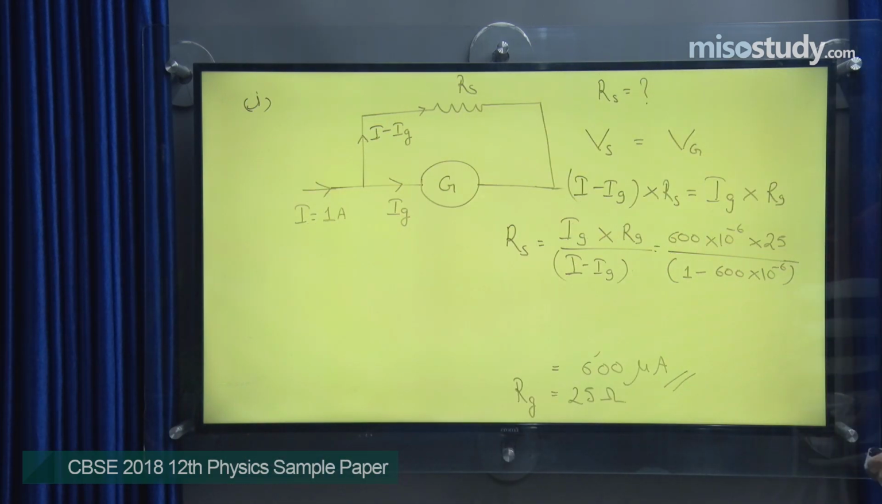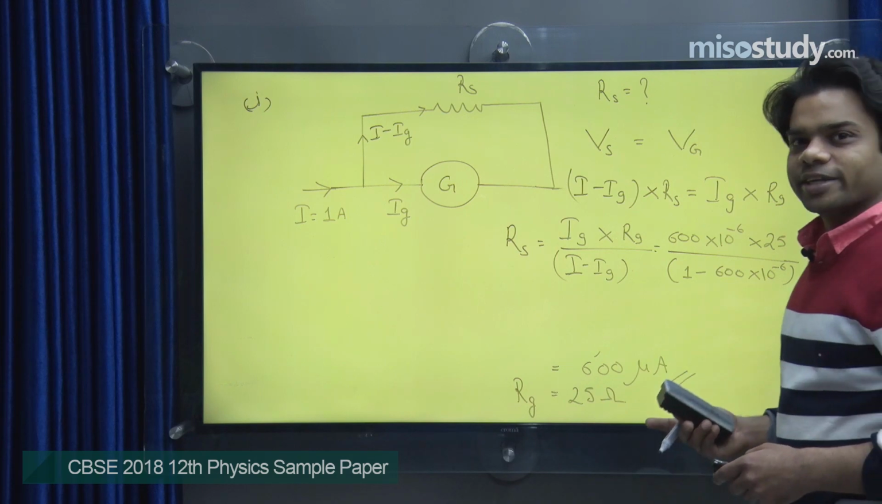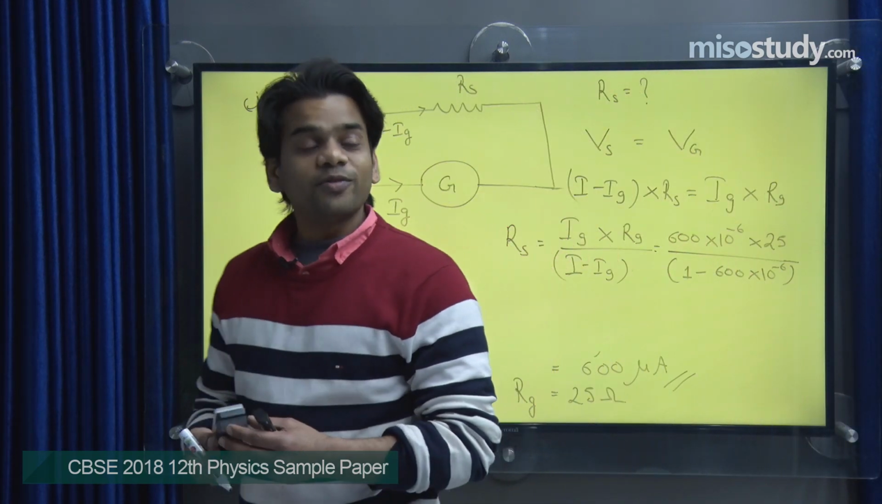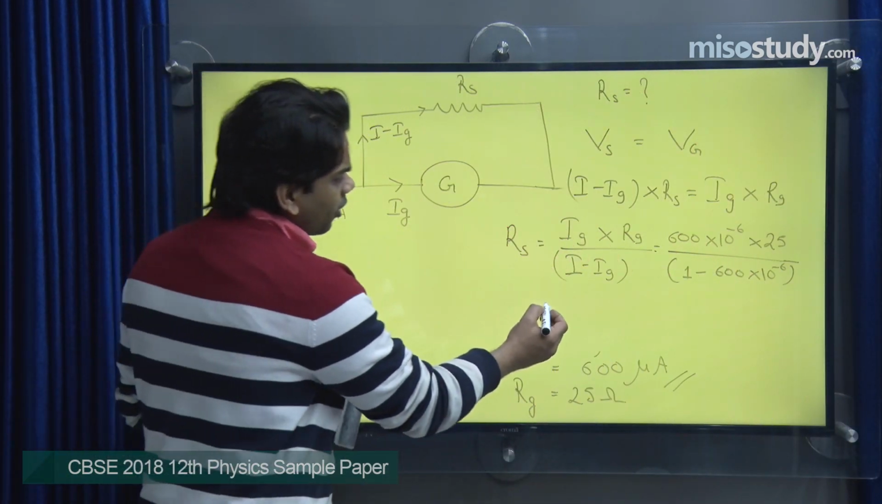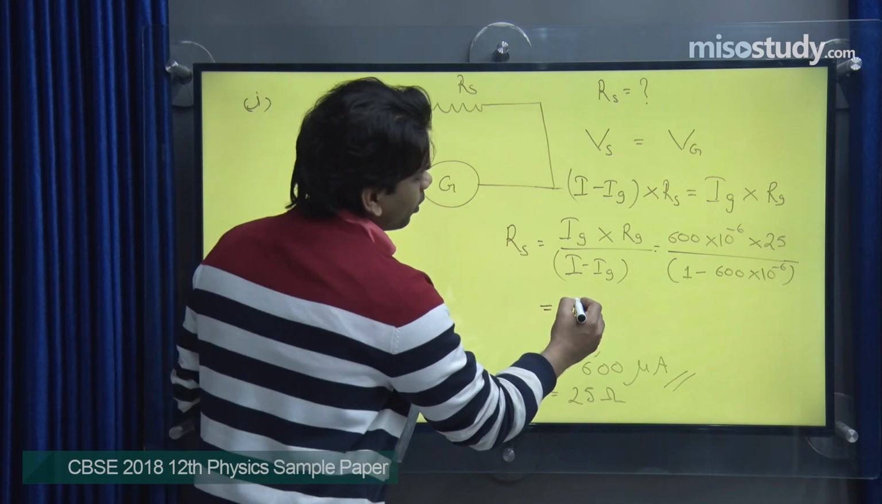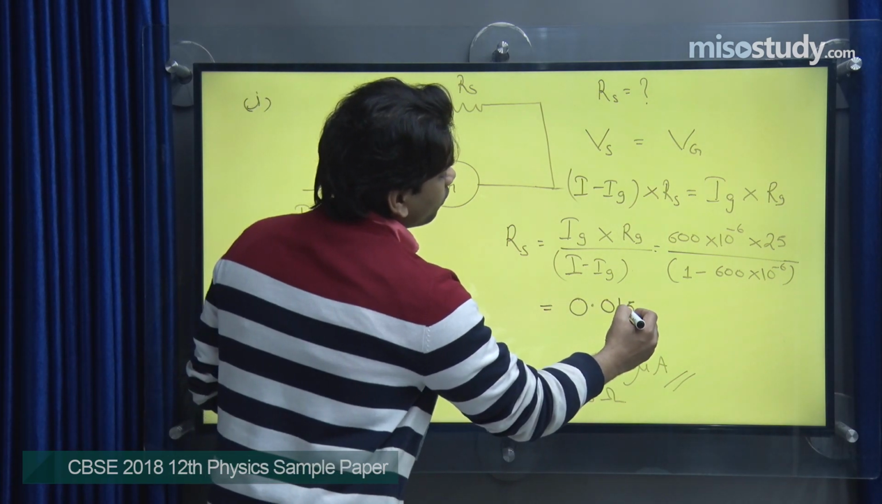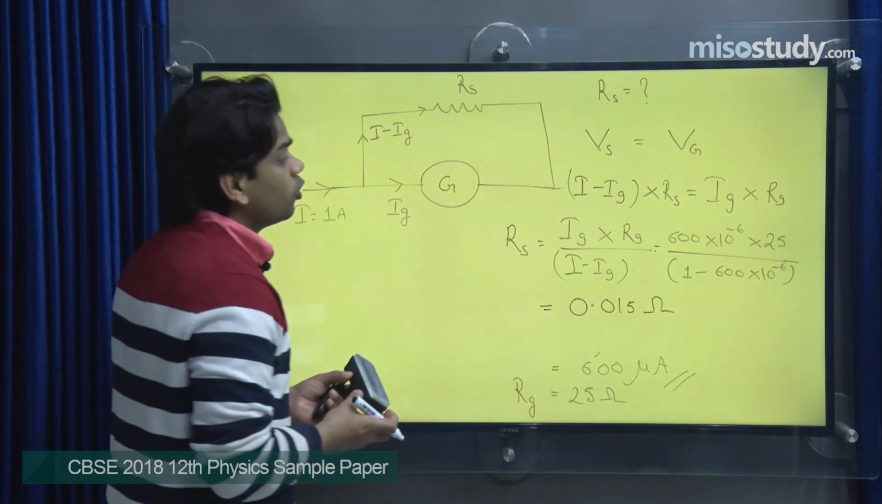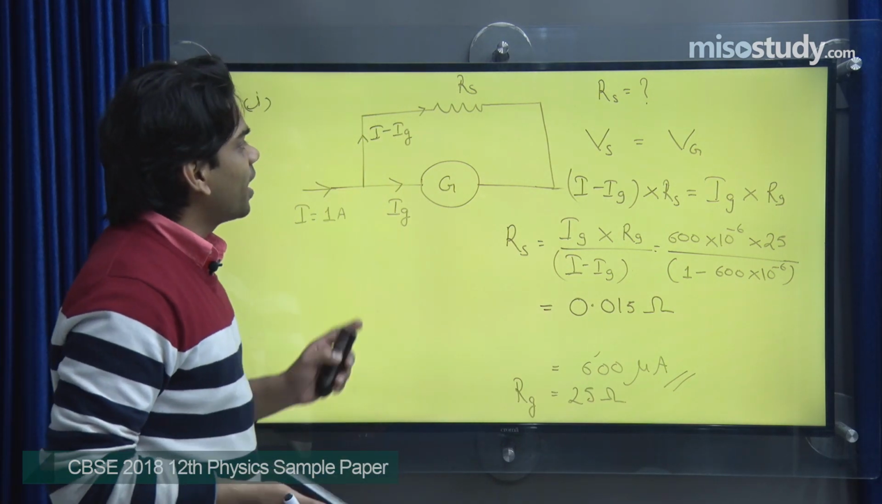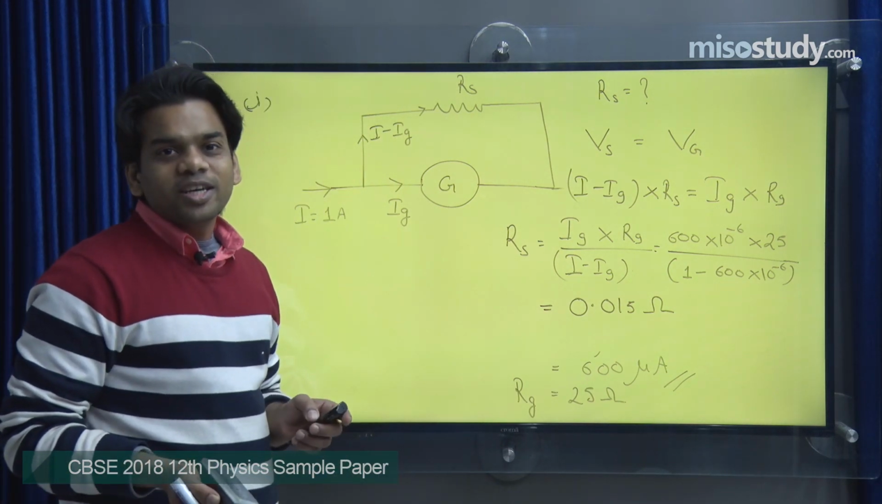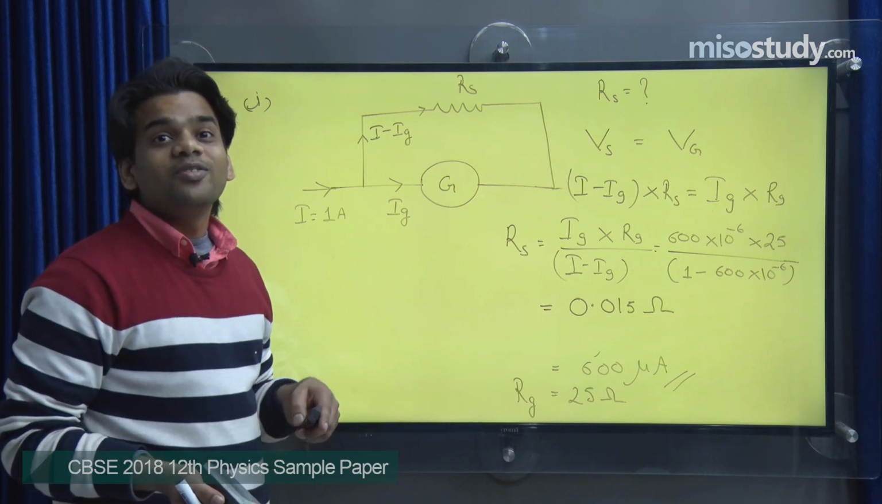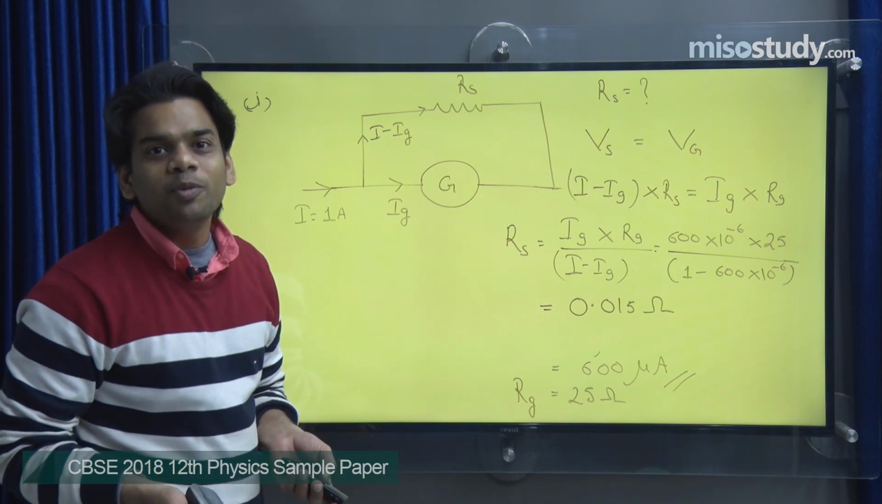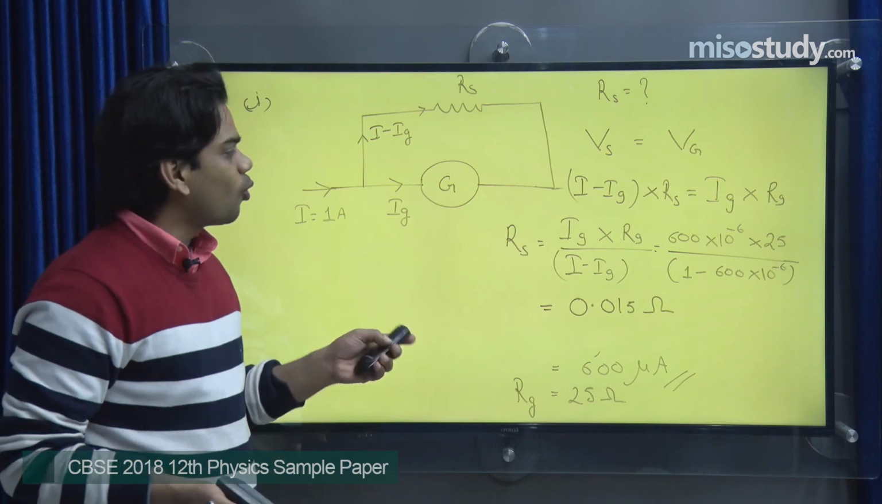Okay, now see here, hope you have taken down here. You have to simply evaluate it. You have to simply calculate the value. What you can, after calculation, find is that the value will come out to be 0.015 ohm. So this is the value of shunt resistance required to be connected to the galvanometer in parallel, so that you can convert this galvanometer into an ammeter, which can measure up till 1 ampere.